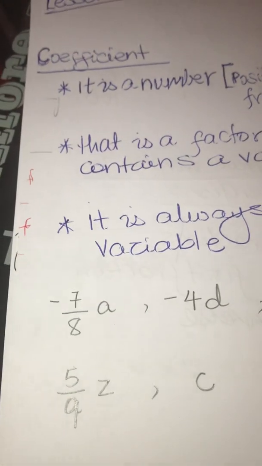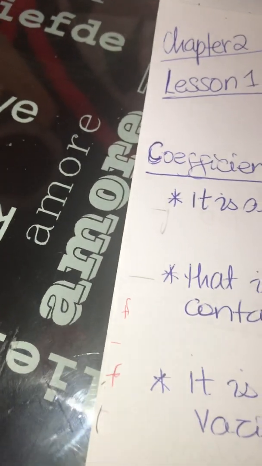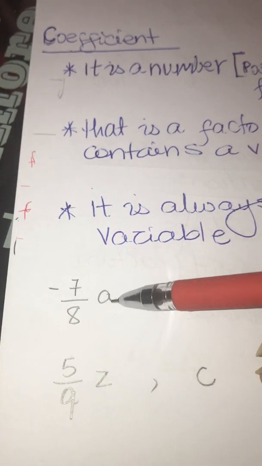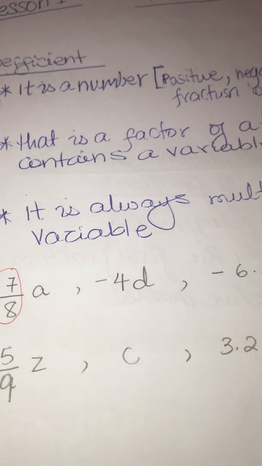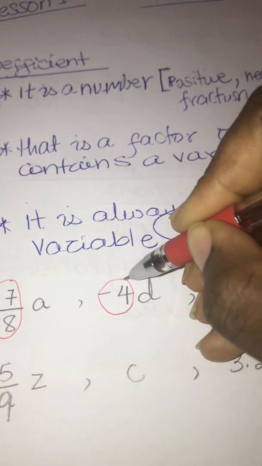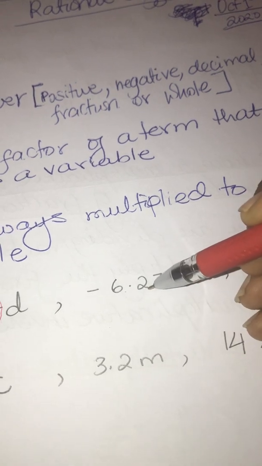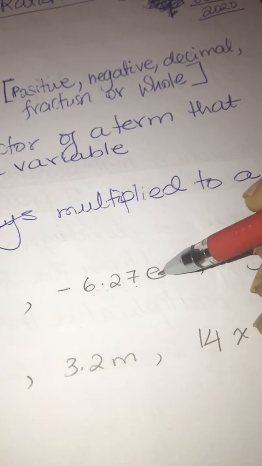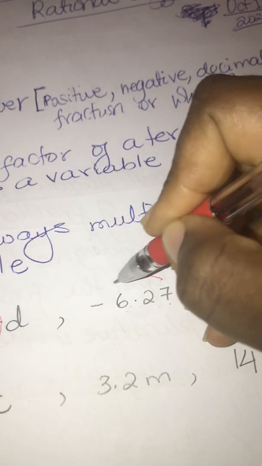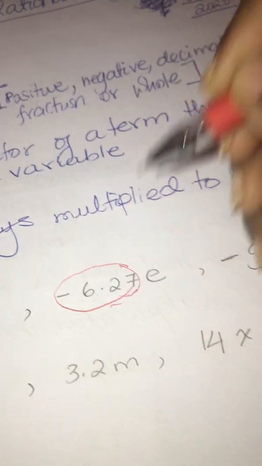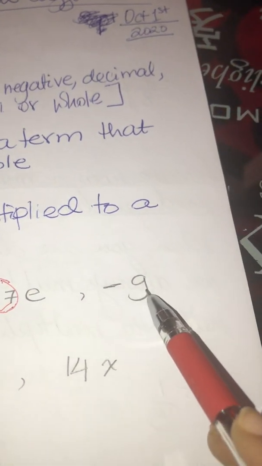So let's look at examples. So over here you can see, this is negative 7/8a. So the coefficient over here is negative 7 out of 8. This is negative 4d. The coefficient here is negative 4. This is negative 6 and 27/100th e. So the coefficient here is negative 6 and 27/100th.